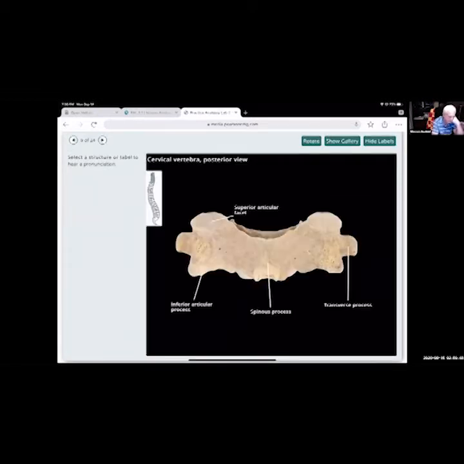Okay, cervical vertebra also. See the spinous process points straight at you. Spinous process. The superior articular facet and the inferior articular process and the transverse process, which points to the sides.